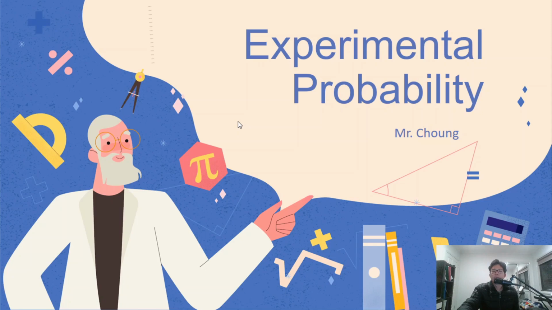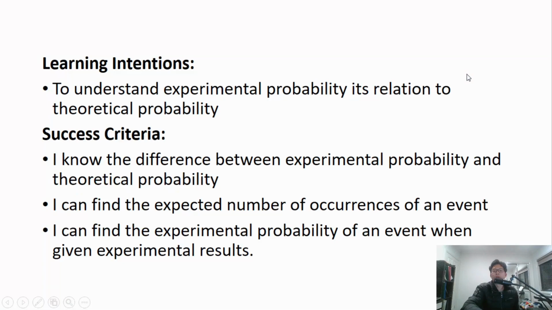This video is about experimental probability, and by the end of this lesson, you should all know the difference between experimental probability and theoretical probability, be able to find the expected number of occurrences of an event, and finally be able to find the experimental probability of an event when given experimental results. So let's pause the video here and write the learning intentions and success criteria down into our exercise books.